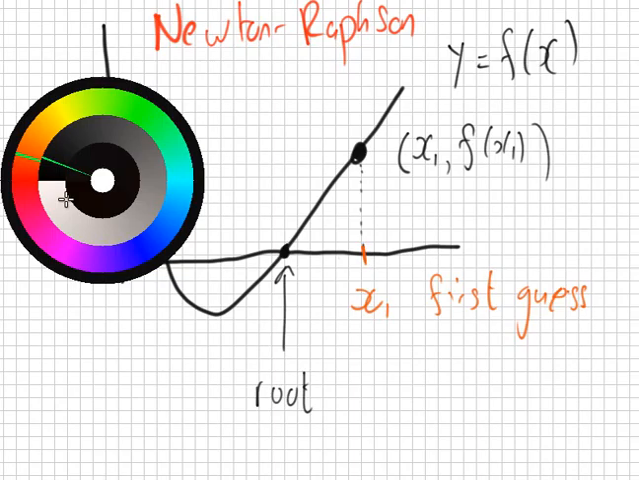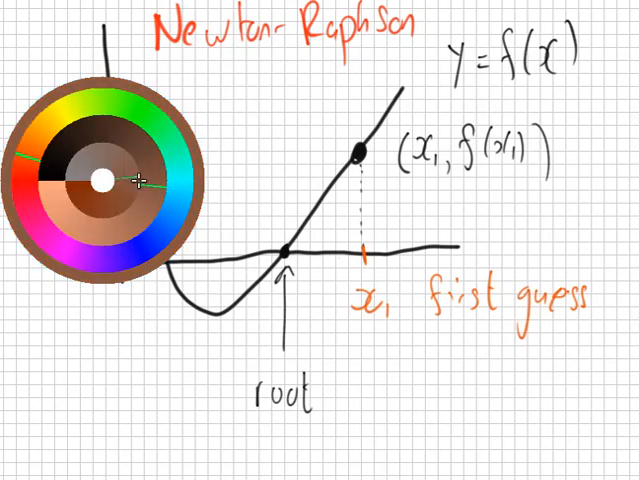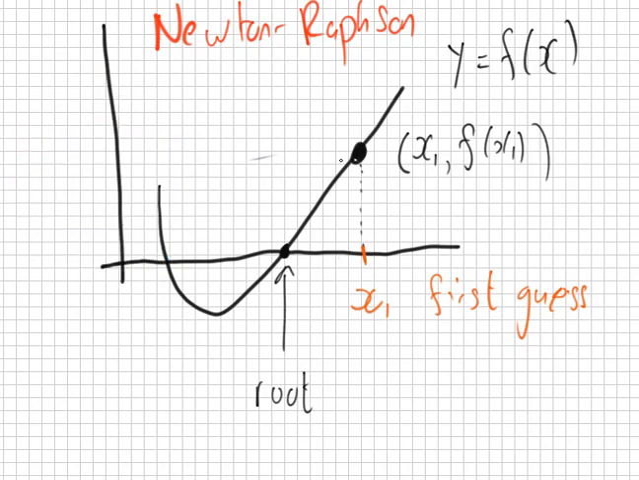Then what we do is we find the equation of the tangent at this point. So let's do that. Let's use this x1 and f(x1) as our x1, y1. Let's find the equation of the tangent.